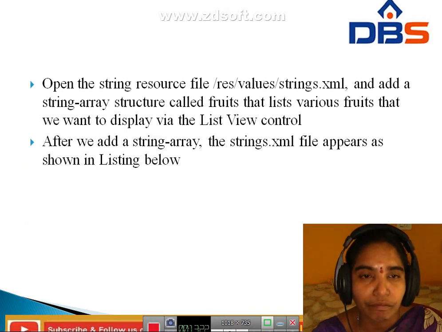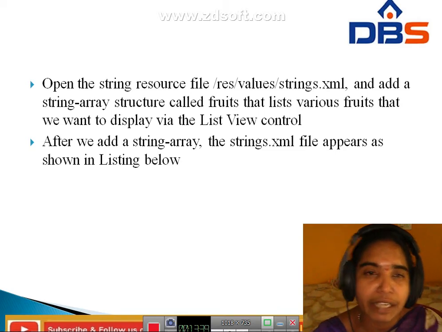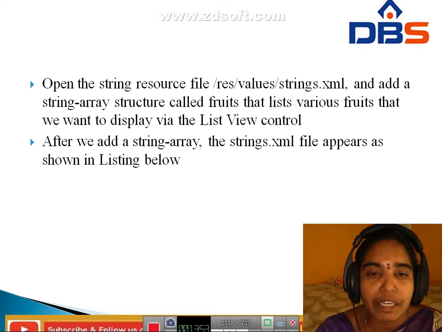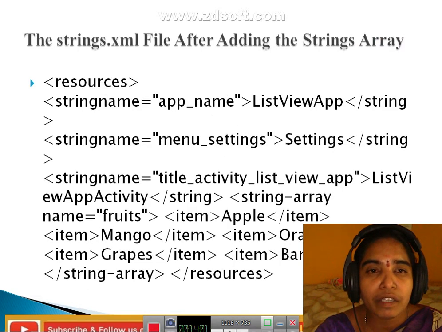Next point is to open the string resource file, res/values/strings.xml, and add a string array structure. We call the string array structure fruits. In that fruits array, we list various fruits that we want to display in the list view control. After that we add a string array. The strings.xml file appears in the listing below.